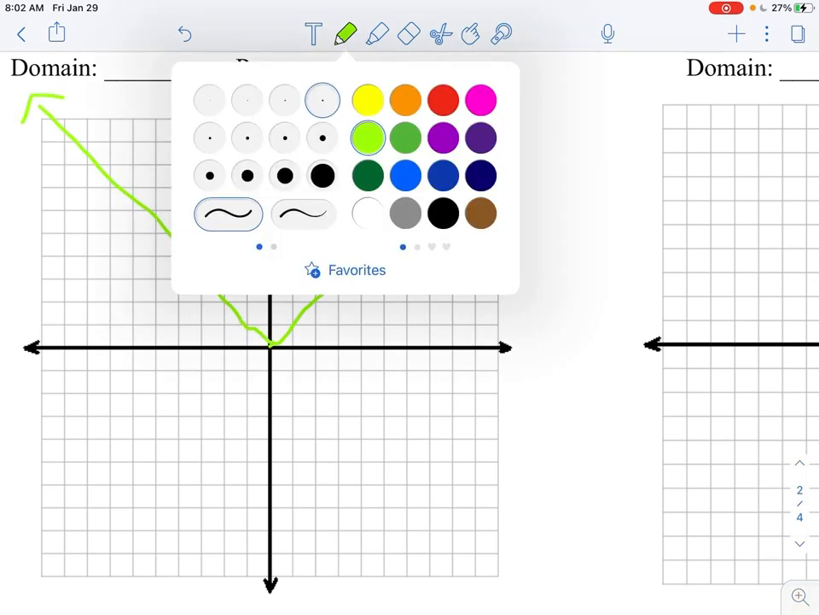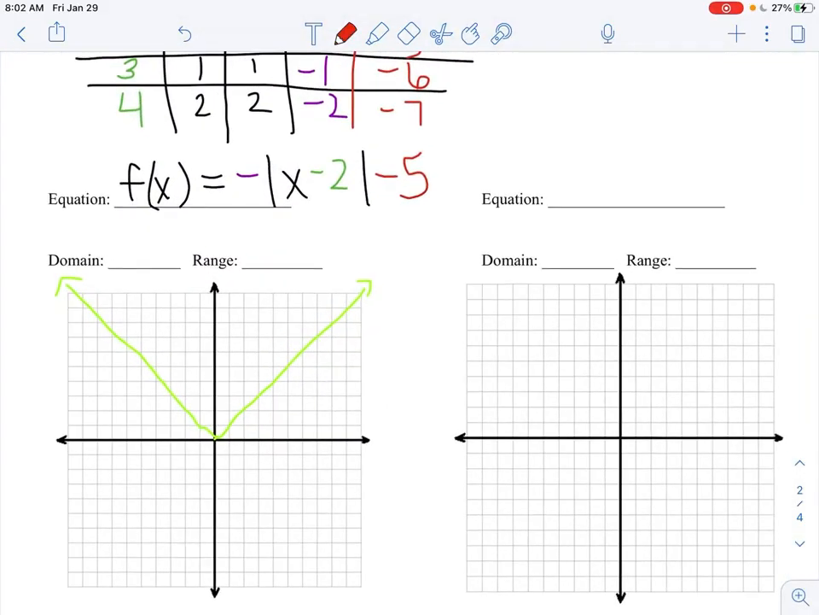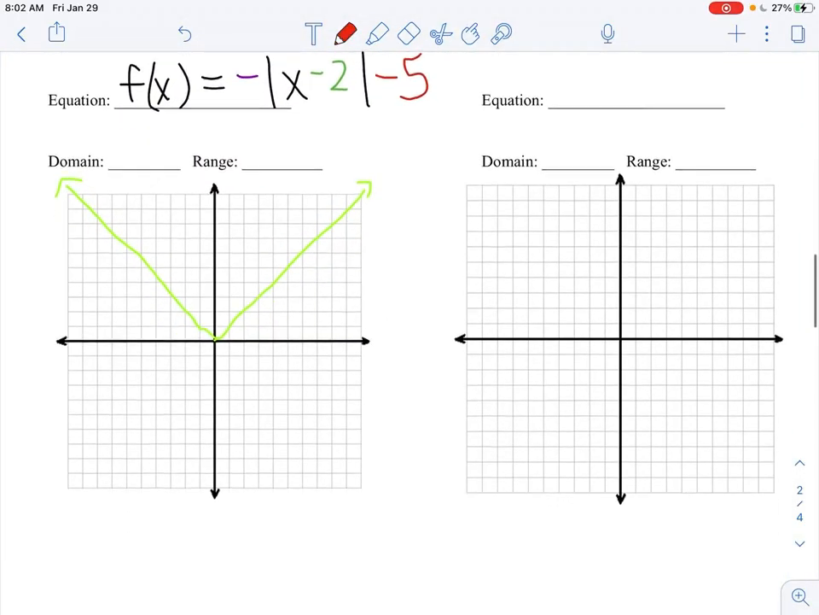Okay, now I can draw my new function. 0, -7. 1, -6. 2, -5. 3, -6. 4, -7. So there is my new graph.